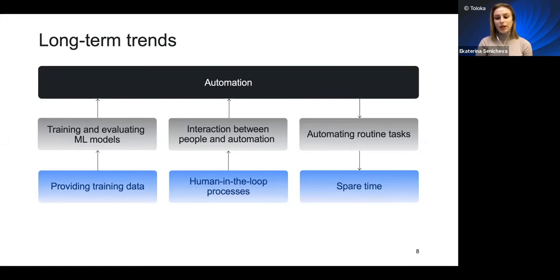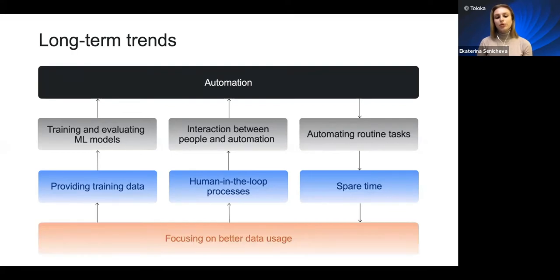And with more spare time, we will be able to focus more on better usage of data. So it is our assumption that if humanity has more spare time, people will be interested in focusing on better data usage.